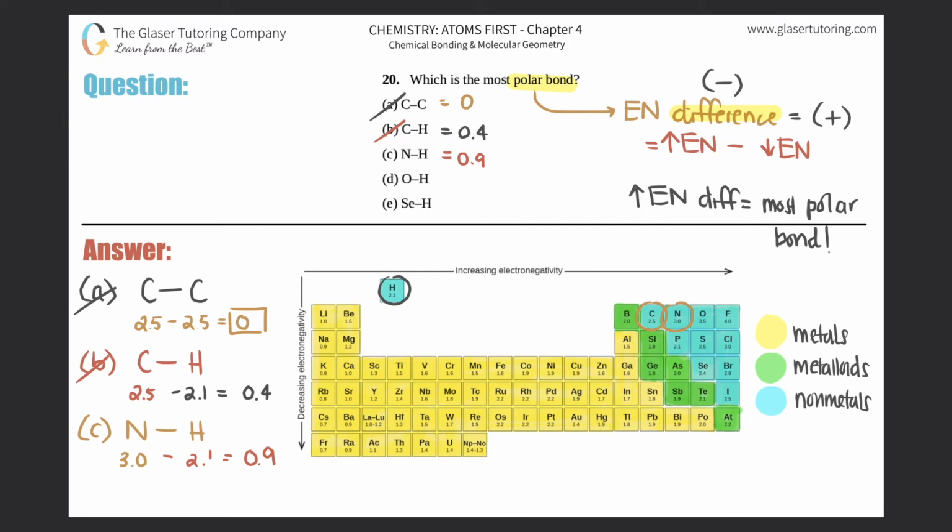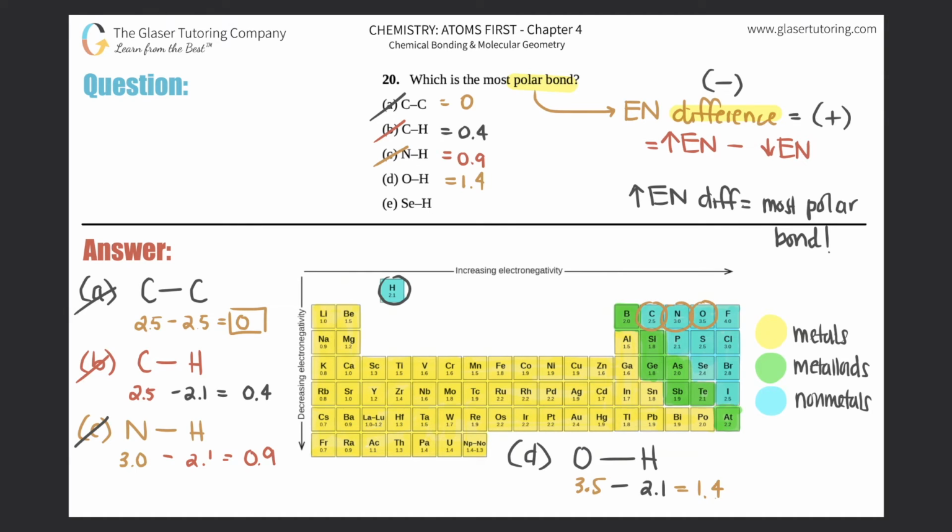Now let's do D. I'll put D over here. D is an oxygen-hydrogen bond. Well, we know hydrogen from before, that's 2.1, and we're going to subtract it. Oxygen is right here. It's 3.5. So when you do 3.5 minus 2.1, you get 1.4. So we're getting an even higher number for the electronegativity difference. That means that this bond has a higher electronegativity difference than this one, which means that the O-H would be more polar. So C's out.